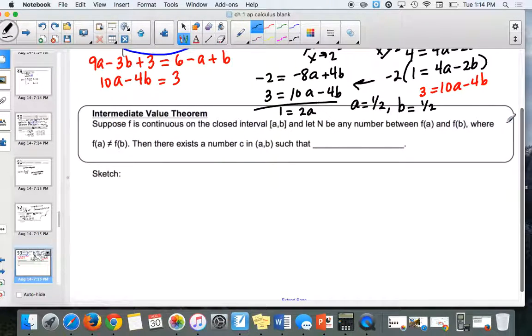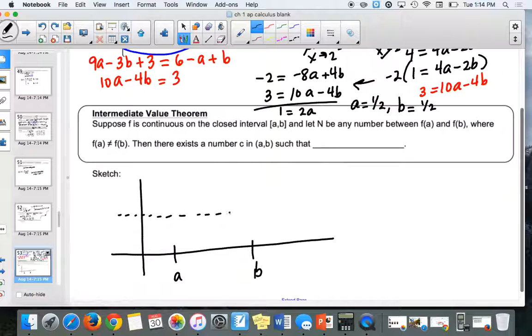So it says, suppose f is continuous on the closed interval a to b. So we draw a little sketch. From a to b, we have a continuous function, so we can draw it without lifting our pencil. And then we have some y value. This is like the most crooked graph ever. All right, so y is equal to n.